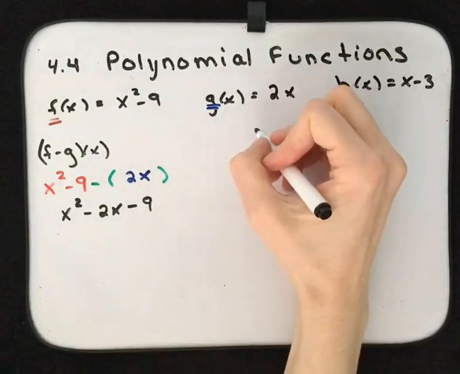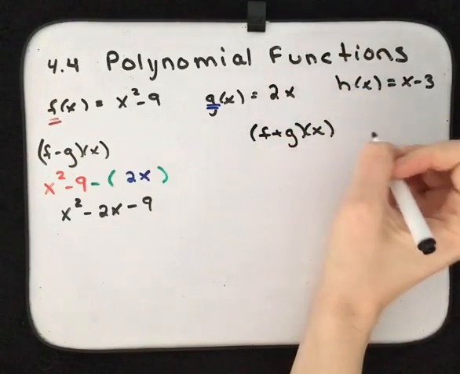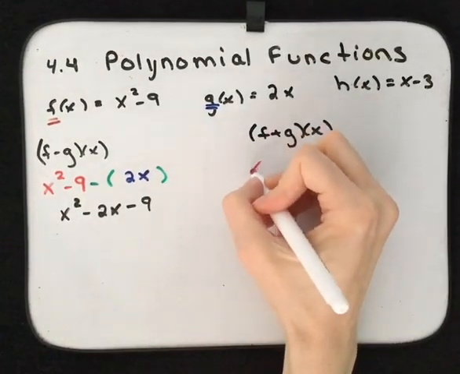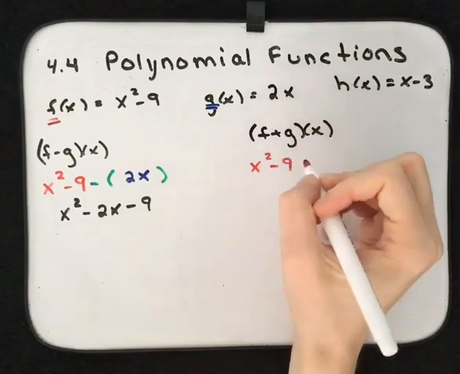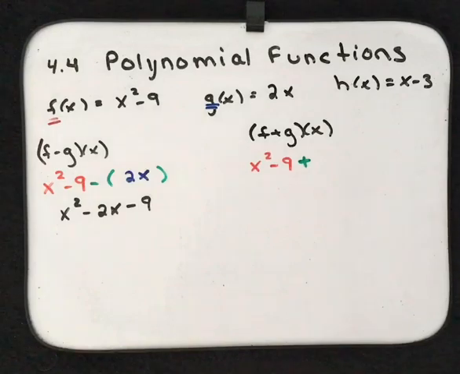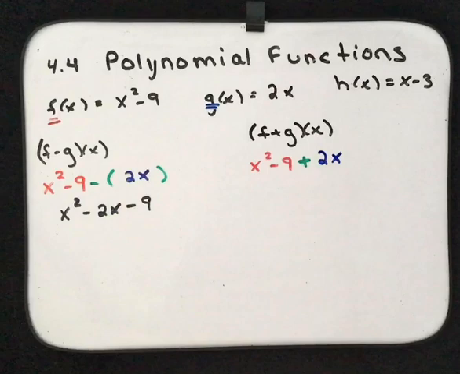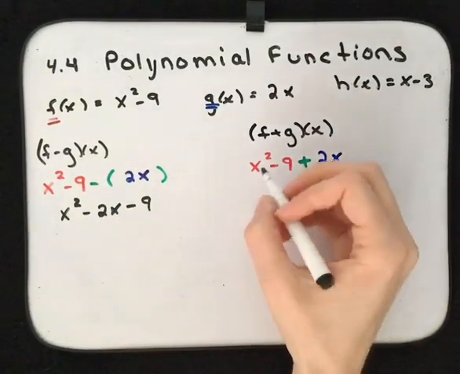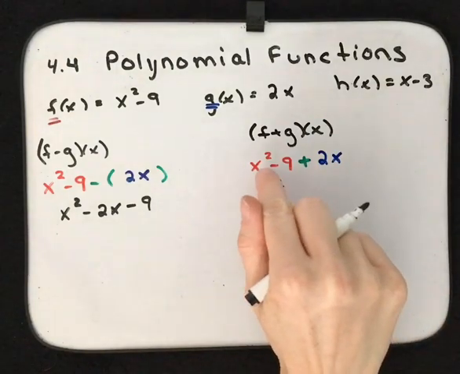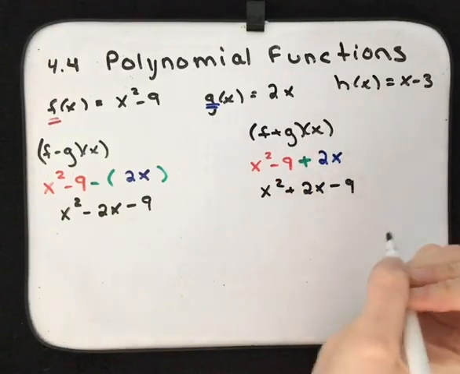Let's look at another one. So we have f plus g of x. So we start with our f of x. So that is x squared minus 9. And then this time we have plus, and g is 2x. So if we simplify it down, we start with our highest power, so x squared. I don't have any more x squareds. Then I don't have any x's here, so I have plus 2x. I don't have any more constants, so there we go.